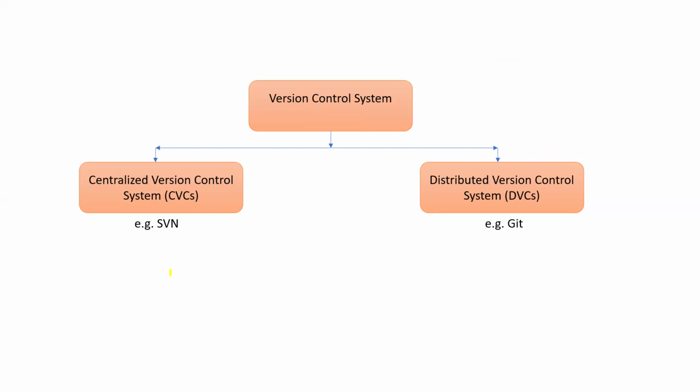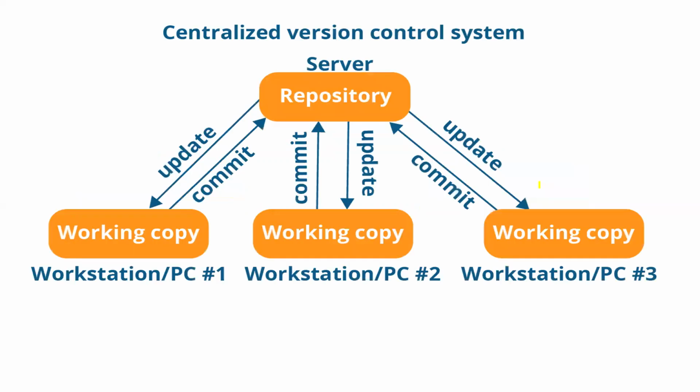A version control system can be divided into two types basically: centralized version control system, and distributed version control system. Examples of a CVCS or a DVCS are SVN, and the agenda of our course, that is Git, comes under distributed version control system. So basically what is centralized version control system?